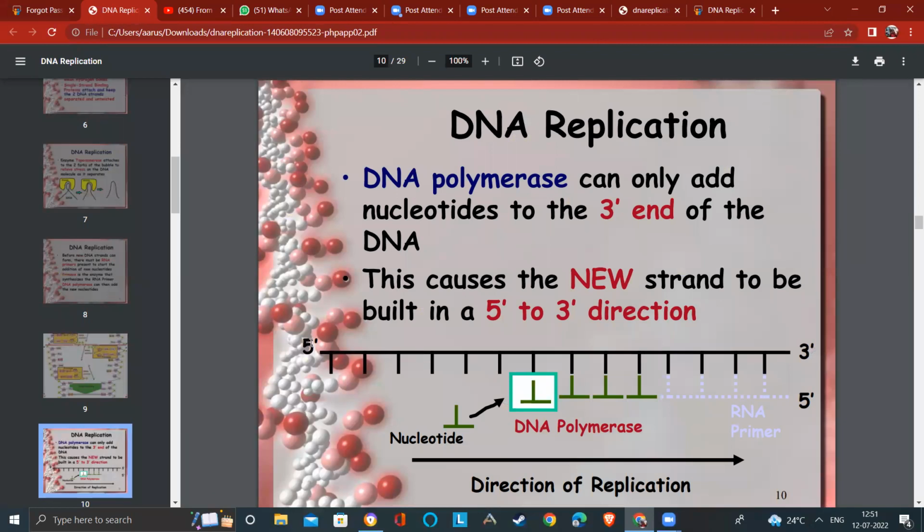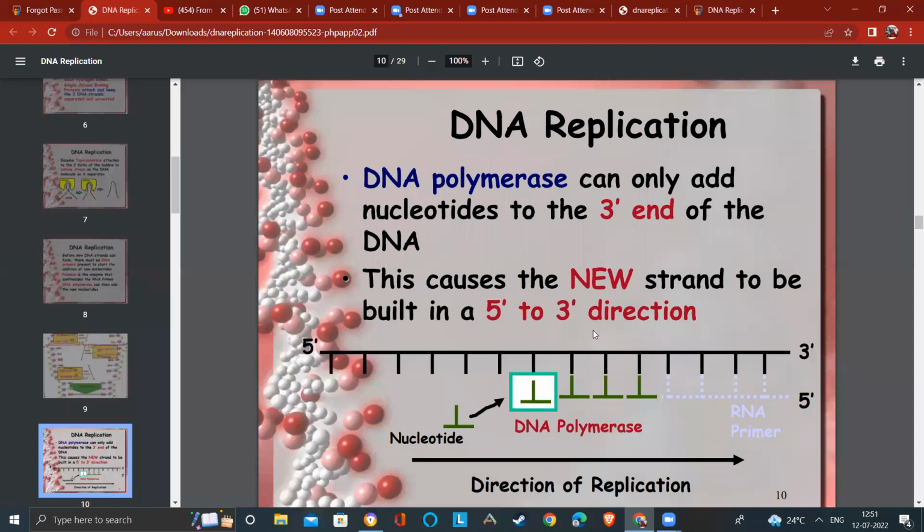You can see this 5' to 3' is your parental strand, to which the DNA polymerase is adding the nucleotides, and again from 5' to 3' a new strand is being formed in one direction and in the other direction also. So for the direction of replication, you can see that this DNA polymerase is adding the nucleotide to the 3' end, and the new strand is forming from the 5' to 3' end.